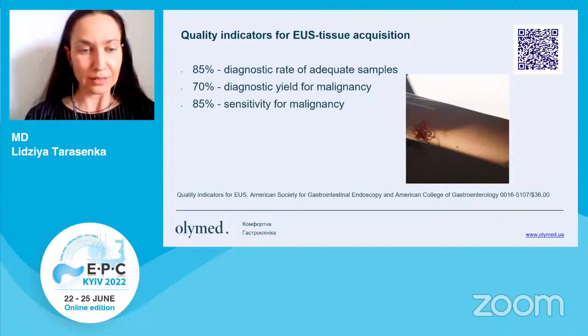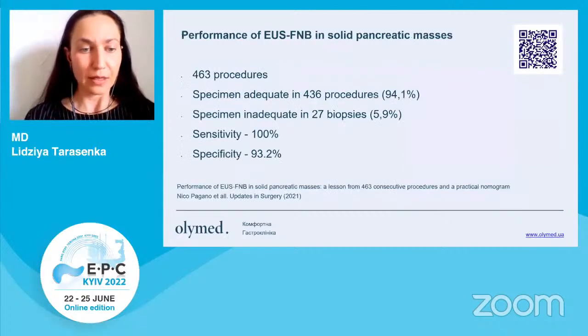The quality indicators document for EUS published by the American Society for Gastrointestinal Endoscopy identifies the following quality indicators. The performance target for the diagnostic rate of adequate samples in all solid lesions has to be at least 85%. The performance target for the diagnostic rate for malignancy is 70% and sensitivity for malignancy 85%.